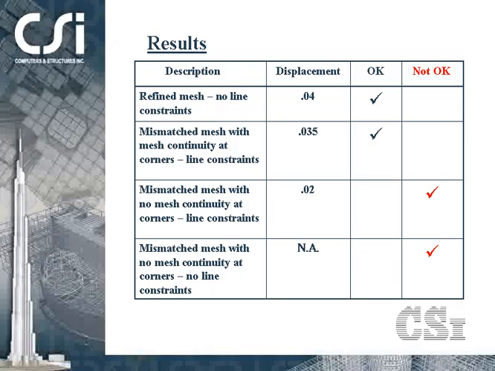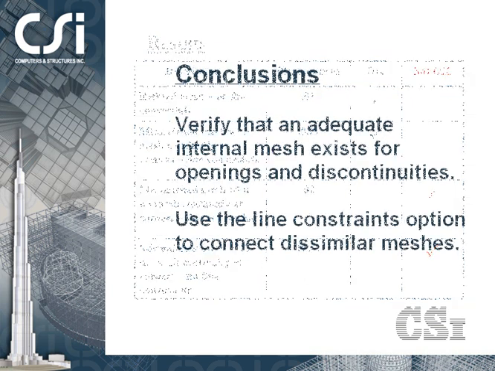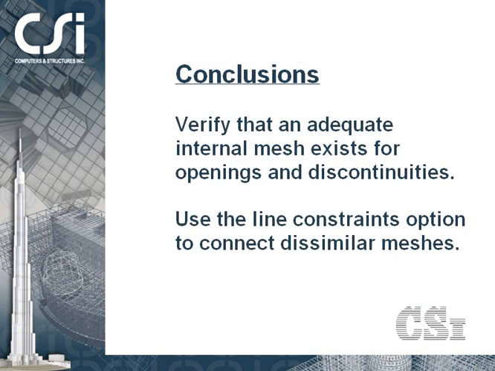Reviewing our results, the first two models give acceptable results, while the last two do not. In conclusion, the line and edge constraints option is a powerful feature for connecting dissimilar meshes and walls, and works well when mesh connectivity is provided at discontinuous corners. However, using line constraints without proper meshing will result in a model with an incorrect stiffness.